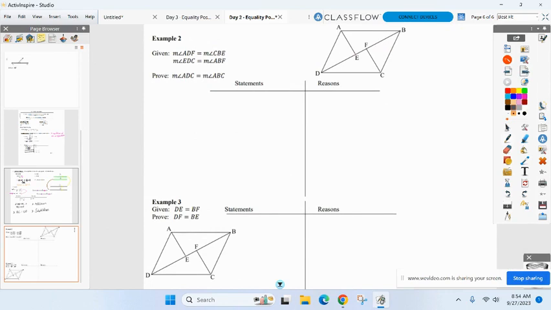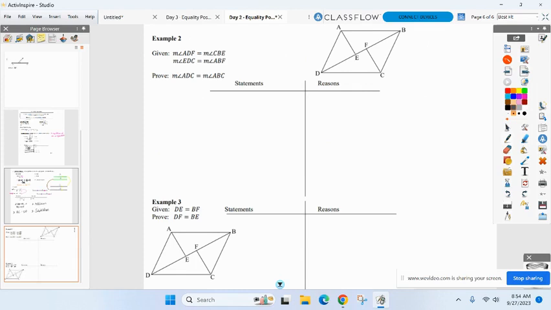All right, so let's get in this habit. Read your givens, mark it in your diagram, and write your first statement. All right, let's get in that habit right now. So read what I've given you, mark it on your diagram correctly, and then write it in your statements. That should be statement number one, given.